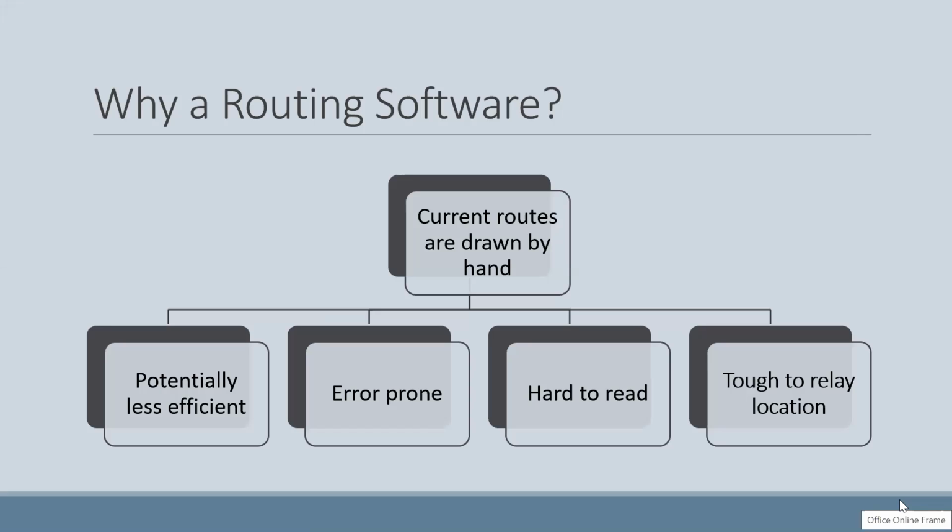So why are we looking at a routing software? The current routes are drawn by hand, which makes them inefficient when major roads are out of commission or even slightly more optimal routes exist. The routes can be hard to read at times and have small errors within them. And one of the major issues is that customers don't know where their drivers are. And it can be really tough to relay a location to them when the route is drawn by hand.